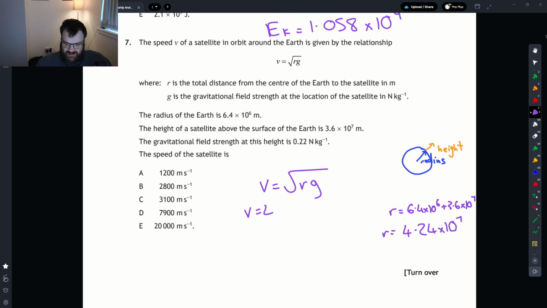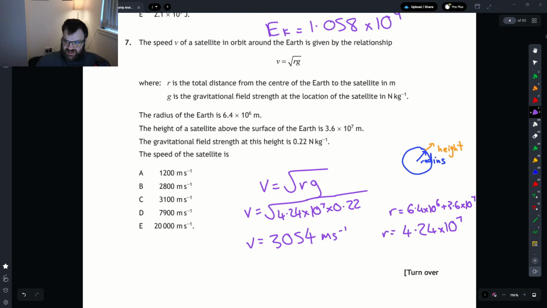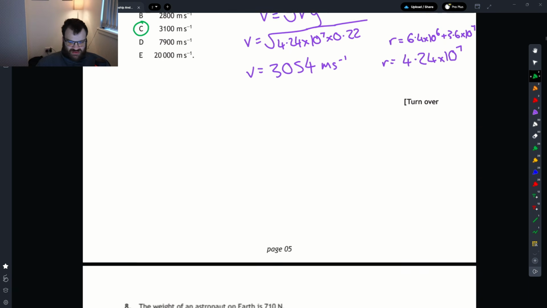So our answer is going to be the square root of 4.24 times 10 to the power of 7 times the gravitational field strength. Now they're given it for that particular height. So we need to use that value, not the 9.8 we use when it's just talking about on Earth. Let's do that then. And we get that to come out as 3,054 meters per second. Again, rounding, we get to C. That's the answer. So just watch out. You're going to have to take both the distances together to get the total distance away.